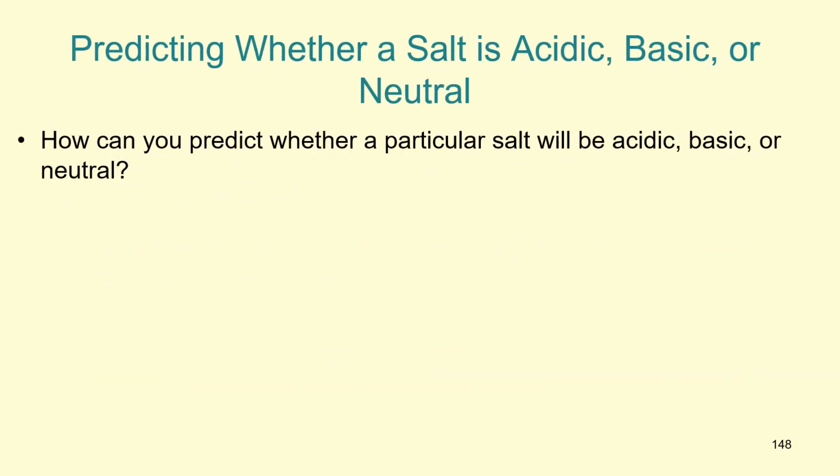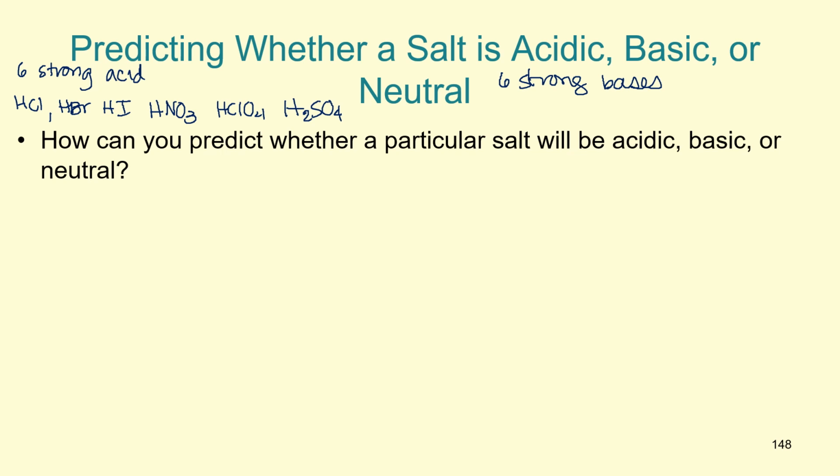All right, so before we get into that, how can you predict whether a salt will be acidic, basic, or neutral? It all goes back again to those 6 strong acids and 6 strong bases. Let me erase that and try again. I'm going to put my 6 strong acids over here, just to review. We have HCl, HBr, HI, HNO3, HClO4, and H2SO4.